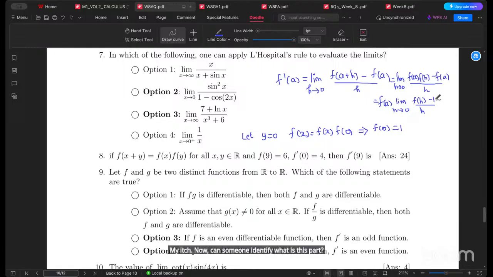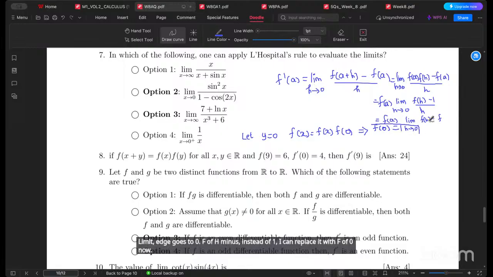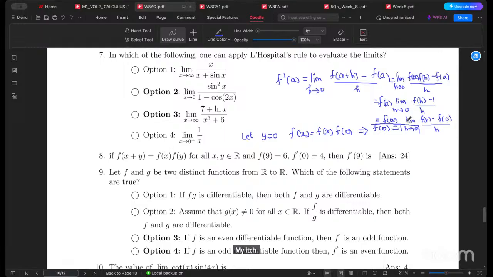Ma'am, it's looking similar to some formula, like f dash of 0 equals limit h goes to 0 of f of h minus f of 0 by h. Yes, see, this is where we are going to use this part. So f of a into limit h goes to 0, f of h minus, instead of 1 I can replace it with f of 0, by h.